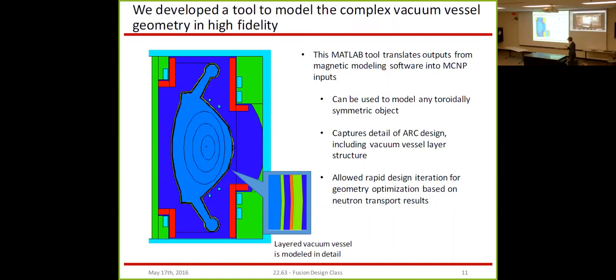The advantage of having this tool was that we could not only capture the vast majority of the complexity of the design, that we've got a multi-layered wall here, we've got shielding, superconducting coils, but that we could also rapidly iterate. So if we ran a simulation, got an output, realized that, say, our superconducting coils were getting too many fast neutrons, we could very rapidly go back to the magnetics design, look at a way to change that in a CAD program, and then come back here and generate a new MCNP input and see if that's changed the neutron flux.